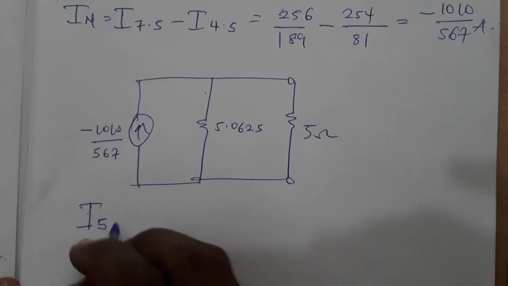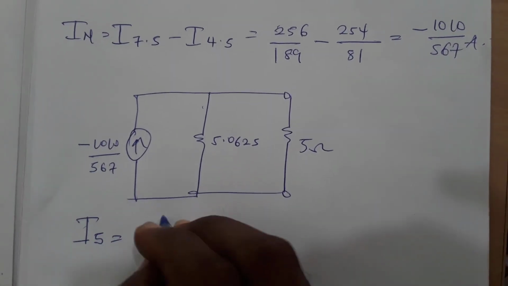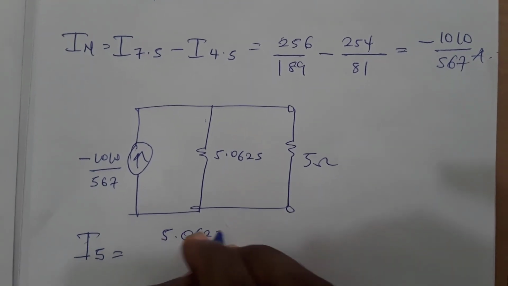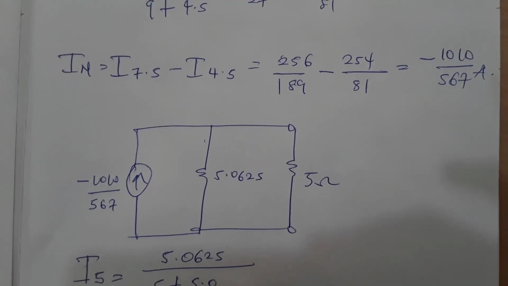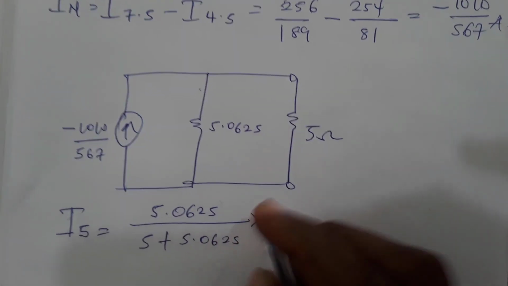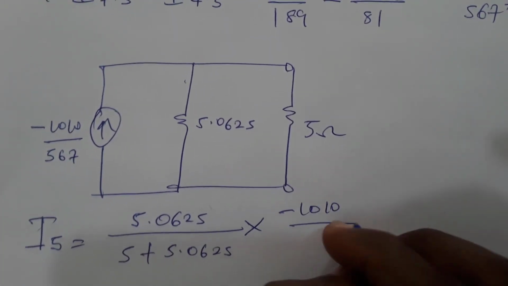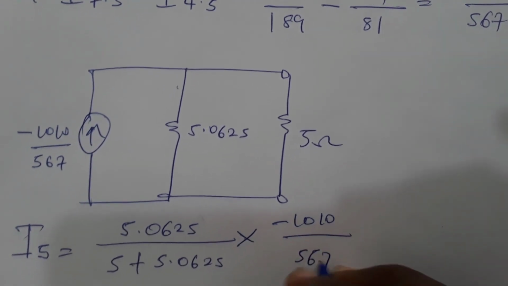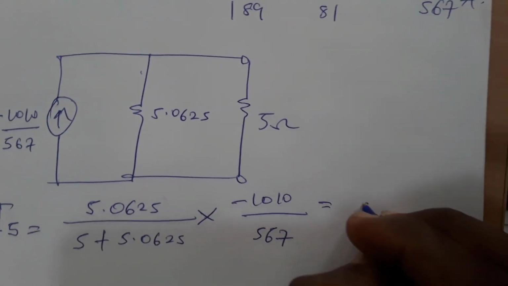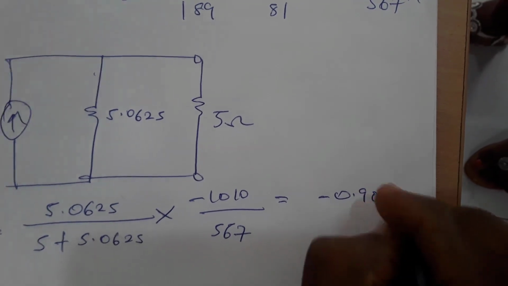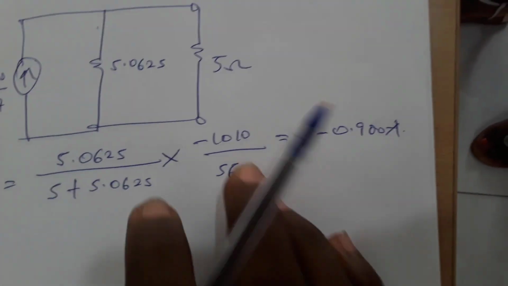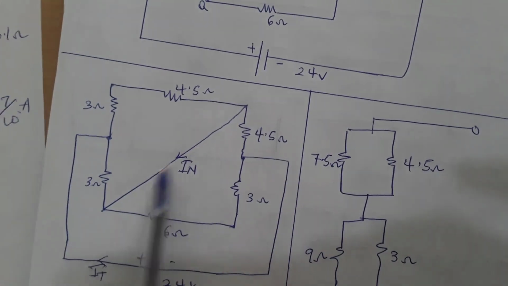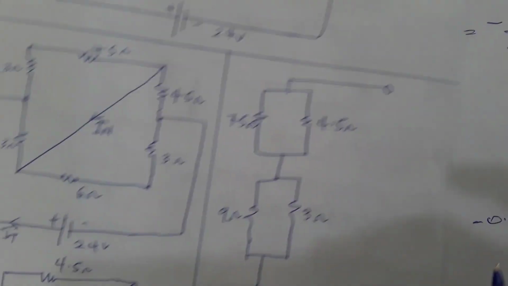So the current through the 5 ohm will be equal to 5.0625 out of 5 plus 5.0625 times minus 1010 out of 567, which should give us negative 0.900 amperes. So the negative here is just showing the direction, which means that this IN should have faced this way rather, not this way. So it is just showing direction.